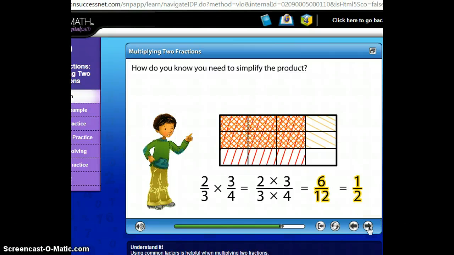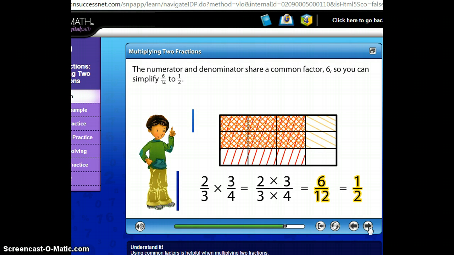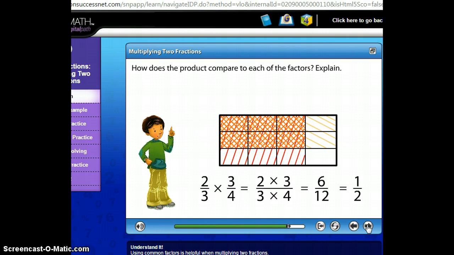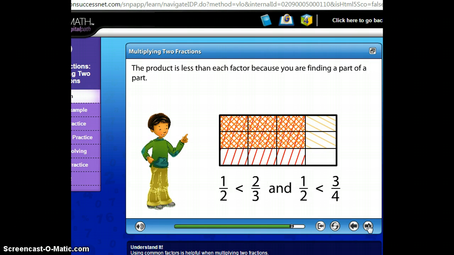How do you know you need to simplify the product? Both numerator and denominator are divisible by 6. The numerator and denominator share a common factor, 6, so you can simplify 6/12 to 1/2. How does the product compare to each of the factors? Explain. The product is less than each factor because you are finding a part of a part.